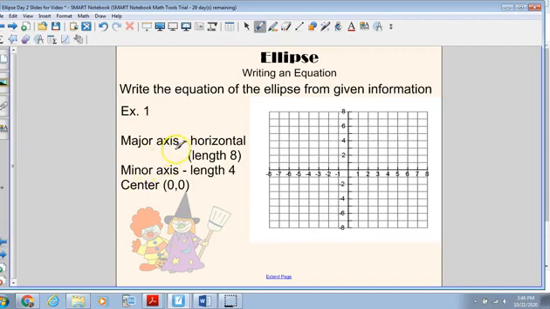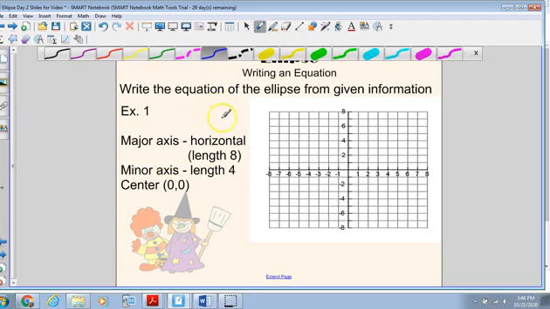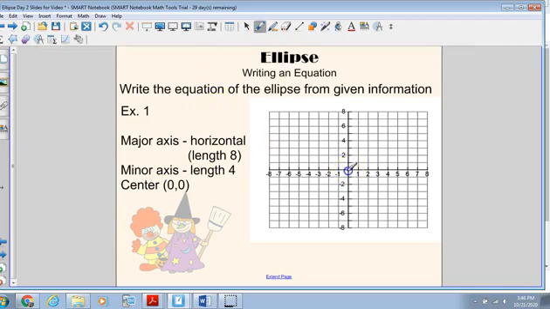So in this one, we don't have any equation, but we know that our major axis is horizontal with length 8, our minor axis is length 4, and our center is (0, 0). I've included a graph here. You can certainly do this without a graph, but graphs are very helpful for these. All right, our center point is at (0, 0). If our major axis is horizontal, we're going left and right, and if the length of the whole thing is 8, then our a value is going to be 4.